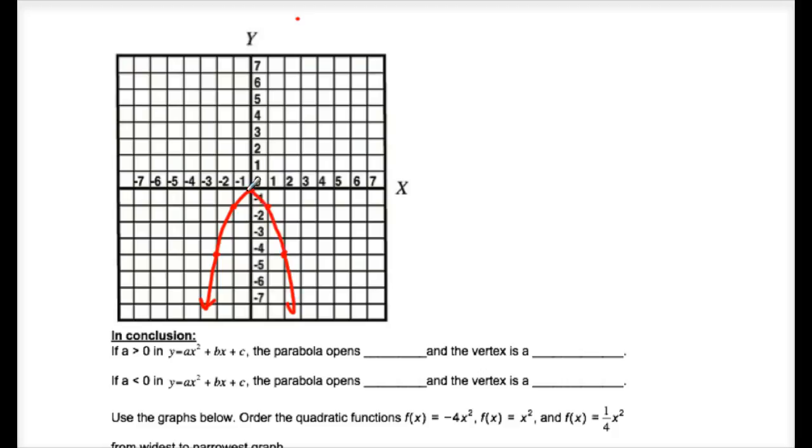Okay? Notice it's the upside down of the parent function. It's the exact same thing, the upside down of the parent function. Okay? So, what's one thing we've learned today, guys, about what A tells us? If it's positive or negative. Are we going to make it upside down or right side up. Also, it tells you about the width. It tells you if you get a wide one or a skinny one.